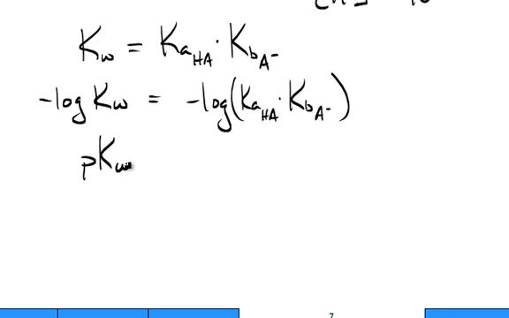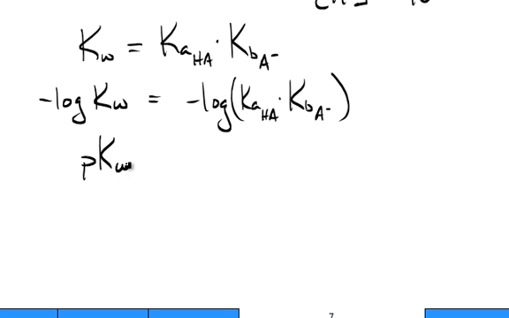But this term, just by definition, negative log Ka, is just simply the pKa of HA, and the negative log of Kb of A minus is the pKb of A minus. And at 298 Kelvin, pKw is 14.0. So if you know the Ka of an acid HA, then you also know its pKa, and you know the pKb of its conjugate base because they have to add up to 14.0.